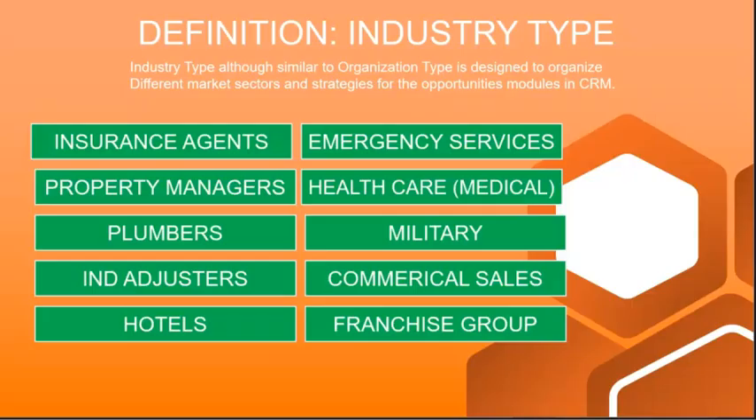So let's talk about industry type. This is similar to organization type, but it serves a different purpose. Industry type is designed to help you organize the different market sectors and different strategies for the opportunities module. You can see the range here: insurance agents, emergency services, property managers, healthcare, plumbers, military, independent adjusters, commercial sales, hotels, and franchise groups. Each may need its own approach, and industry type is what lets you build those tailored strategies.